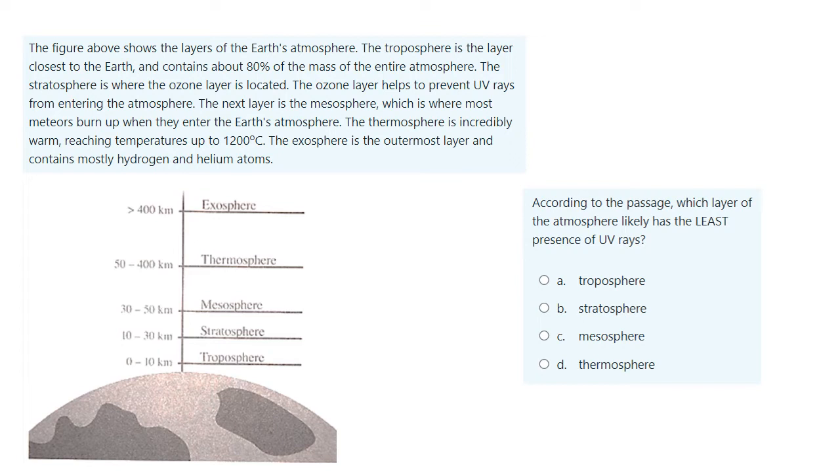According to the passage, which layer of the atmosphere likely has the least presence of UV rays? And we have the troposphere, the stratosphere, the mesosphere, and the thermosphere. So I can see UV rays is here, so I probably want to start reading around here. The stratosphere is where the ozone is located. The ozone layer helps to prevent UV rays from entering the atmosphere.